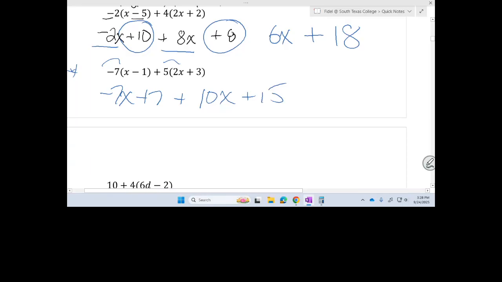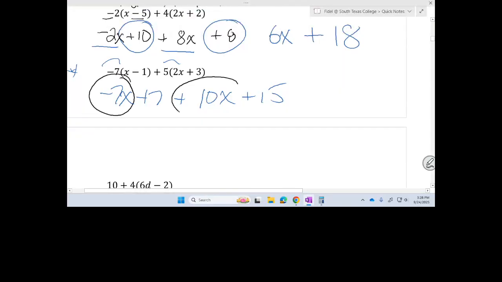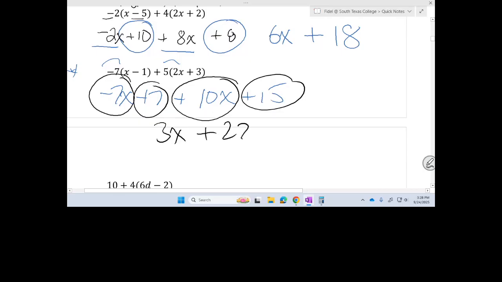Y'all, does that look good for the first line? Negative 7x, positive 7, plus 10x, plus 15. We doing okay so far? And then, let's see. What about a negative 7 and a plus 10? What did anybody get? Anybody get anything? It's all right. Don't get 3. Good. 3x. Good. Okay. Plus 7 plus 15. Did you get 22? Good.